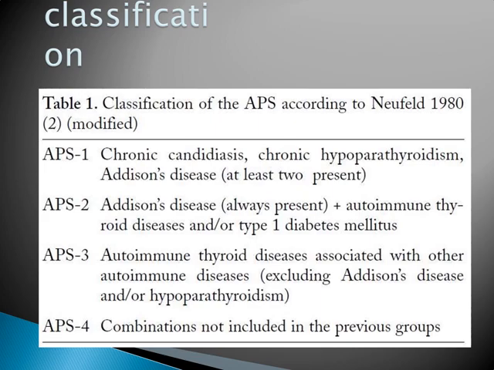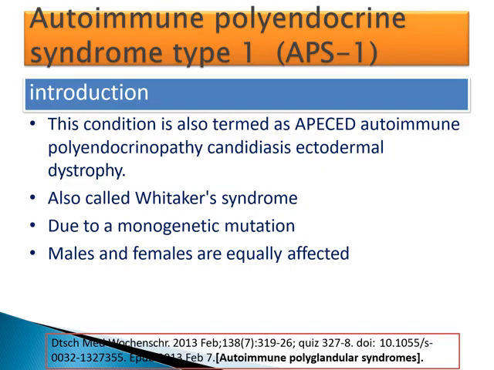So APS 1. This condition is also termed APECED, autoimmune polyendocrine candidiasis ectodermal dystrophy. So by remembering only this line, you can describe what is present to be labeled as APS 1. It is also called Whitaker syndrome. Due to the monogenetic mutations, males and females are usually equally affected.